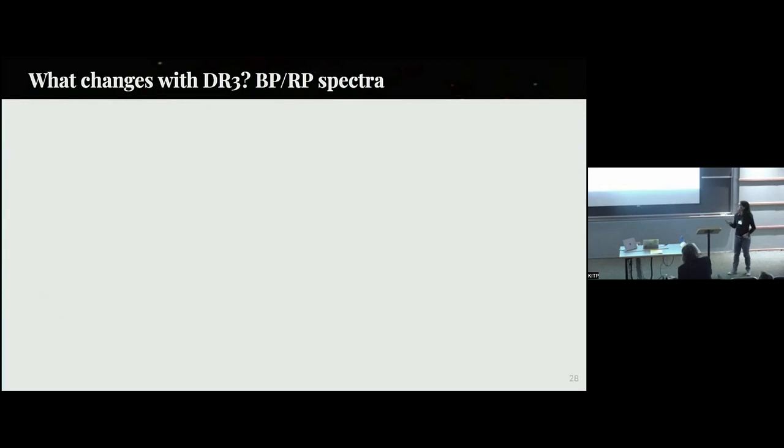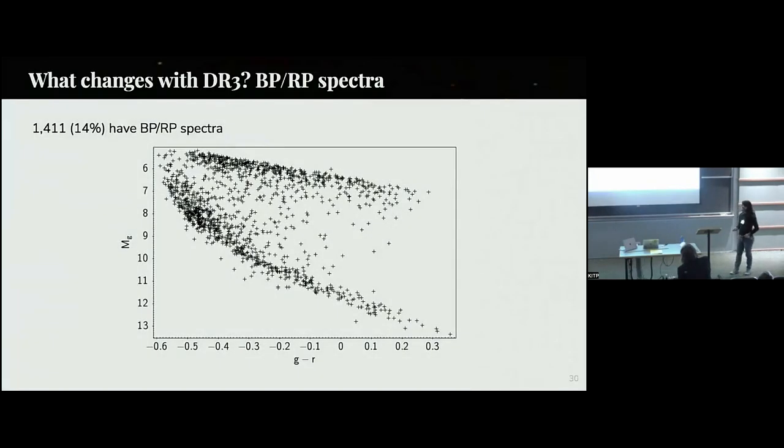DR3 also has the BPRP spectrum. And here the cross-match was a bit more fruitful. 14% of the sample have BPRP spectrum. And one of the nicest things about the spectra is that you can derive other magnitudes. For example, you can look at SDSS magnitudes, which we are more used to. And that's one of the things I did.